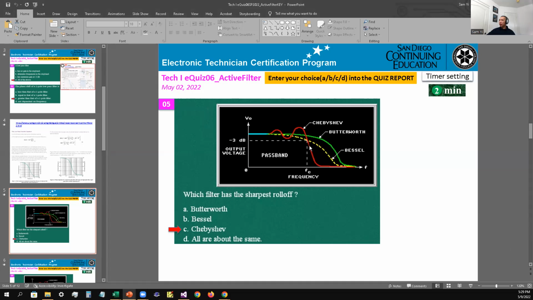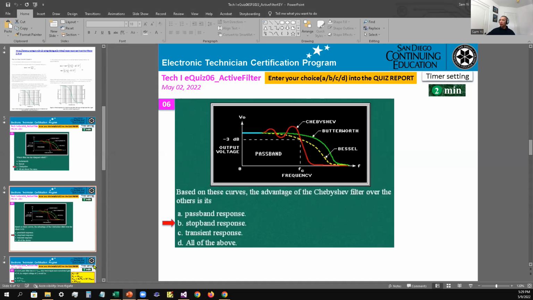The sharpest roll off is right here, so this one is the closest to the ideal. That's the sharpest, so C is the chef, the red one. It cannot be in the passband because there's a whole bunch of noise or ripple here, which is the unwanted noise in your circuit. But it has the best roll off because at the stop band it's closest to the ideal circuit. So the answer is B. Okay, you're welcome.